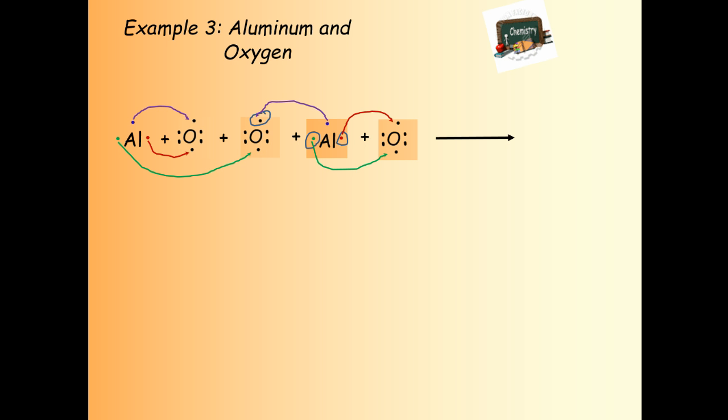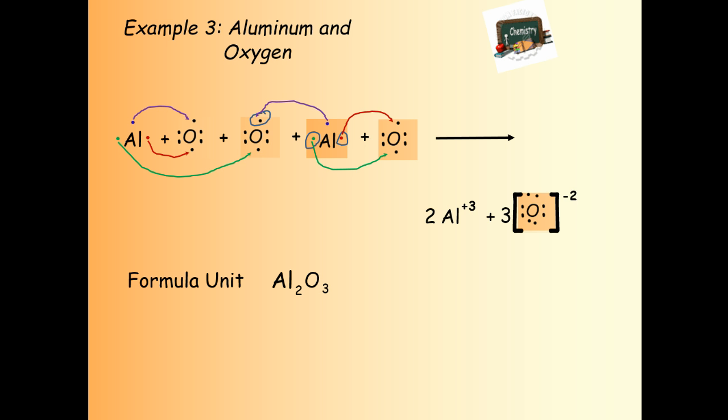So we're going to show that aluminum now has a positive 3 charge, but we formed 2 aluminum ions in the process, and we had oxygen completing its octet. We're going to put that in brackets and a negative 2 charge outside, but we formed 3 oxygen ions in the process. The formula unit, we have aluminum, and there were 2 of them that were formed, and oxygen with 3. Okay, that completes our second lesson.